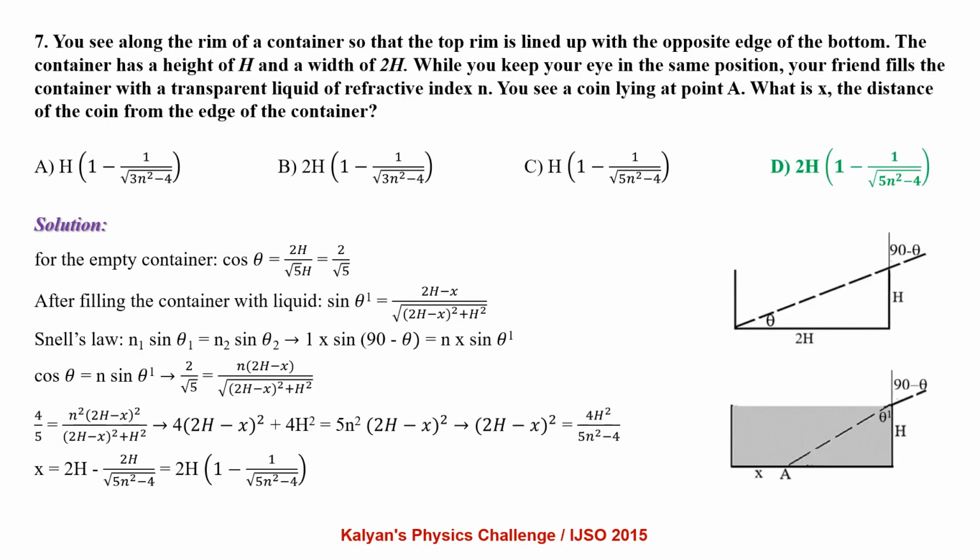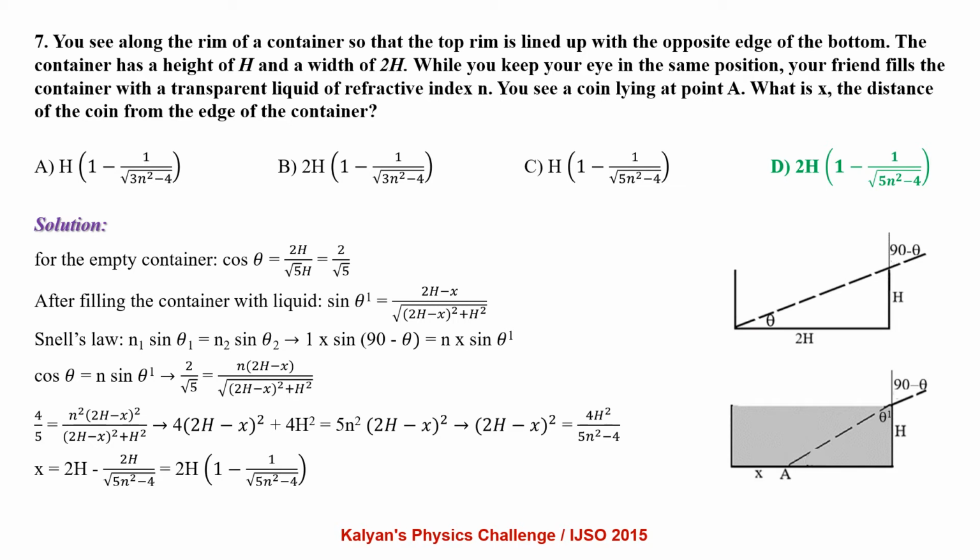You see along the rim of a container so that the top of the rim is lined up with the opposite edge of the bottom. The container has a height of capital H and a width of 2h. While you keep your eye in the same position, your friend fills the container with a transparent liquid of refractive index n. You see a coin lying at point A. What is x, the distance of the coin from the edge of the container?